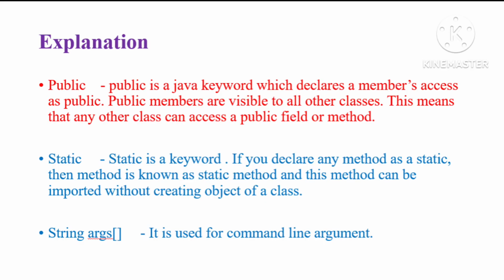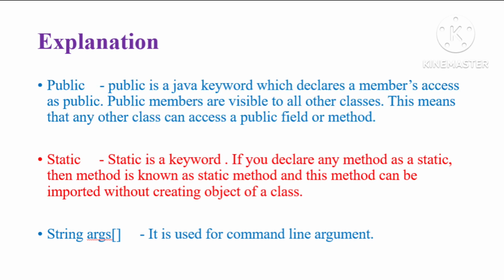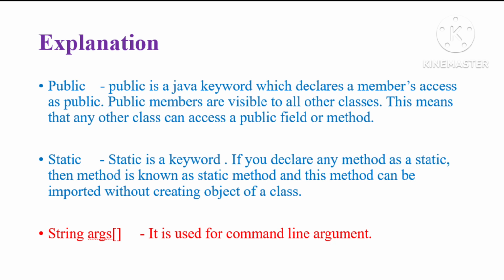Public is a Java keyword which declares a member's access as public. Public members are visible to all other classes. This means that any other class can access a public field or method. Static is a keyword. If you declare any method as static, then that method is known as a static method, and this method can be invoked without creating an object of a class. String args is used for command line arguments.